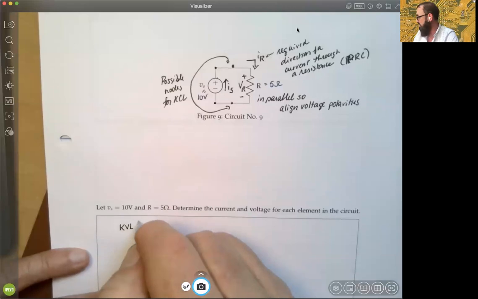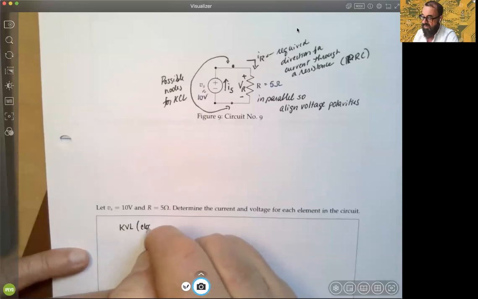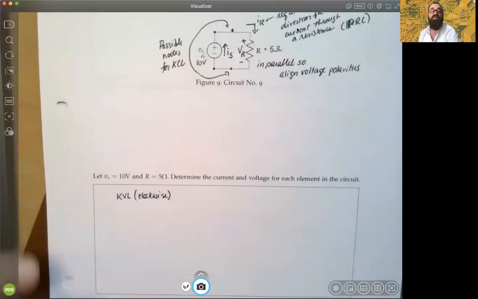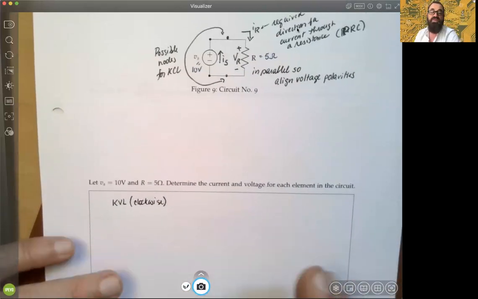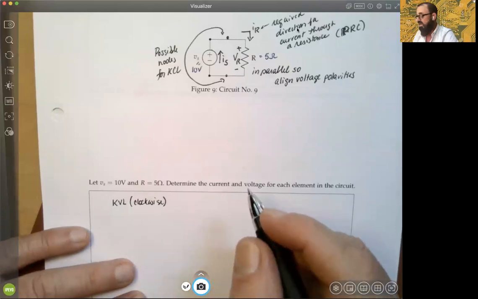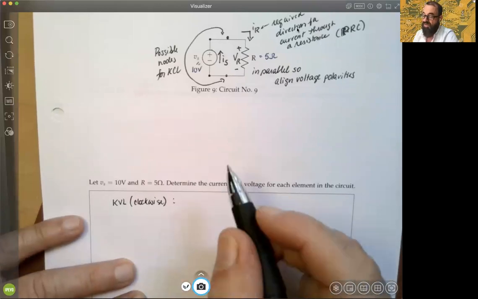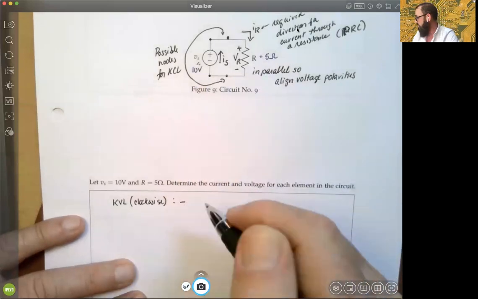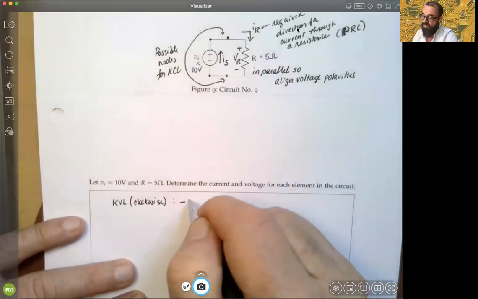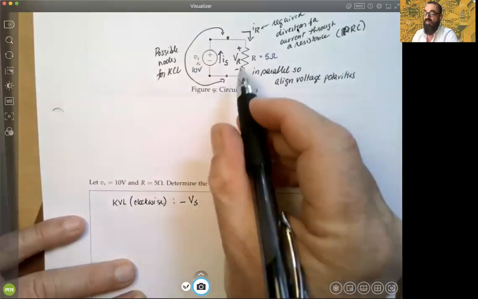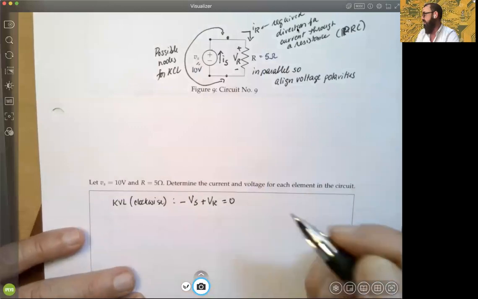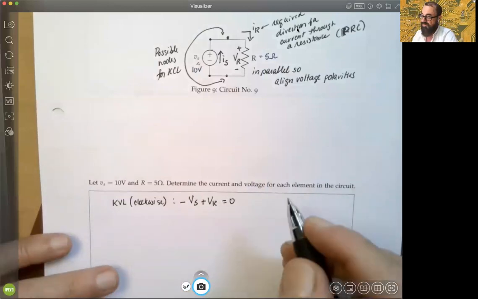So let's do KVL. And it's always a good idea to indicate the direction just in case we're debugging or looking at someone else's work. So for this particular simple circuit, we're going to go KVL clockwise. And if we go clockwise, we are not PRC here. We are coming into the negative voltage component for the source, but we are PRC in the other one. That's plus VR, and that must be equal to 0.